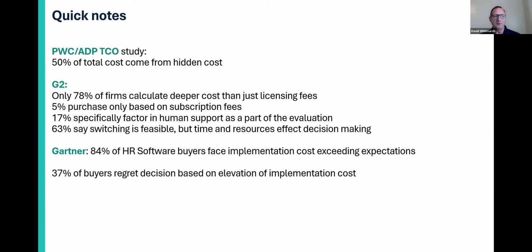And then we have another industry expert, Gartner: 84% of HR software buyers face implementation cost exceeding expectations. And I found a source that I couldn't put a name on, but it said 37% of buyers regret decisions based on evaluations and implementation cost. So that's a little snapshot here.